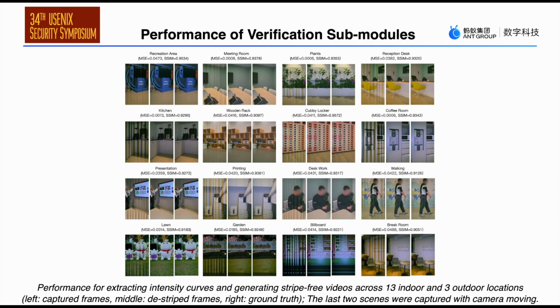We evaluated strip extraction and destripping across 13 indoor and 3 outdoor scenarios. In this illustration of each scenario, the left image is a captured frame, the middle is the destripped frame derived from the deep network. The right image is the ground truth, using mean squared error, that is MSE, for strip extraction, and structural similarity index, that is SSIM, for destripping. Our deep network achieved high accuracy, producing strip-free videos closely matching ground truth, despite varying lighting conditions.